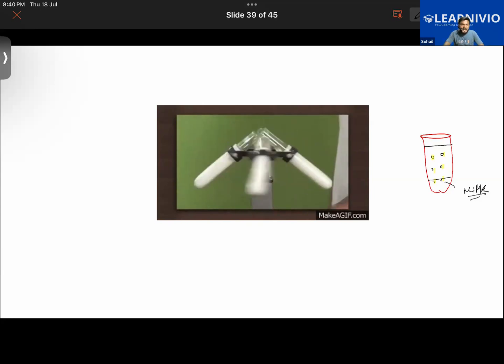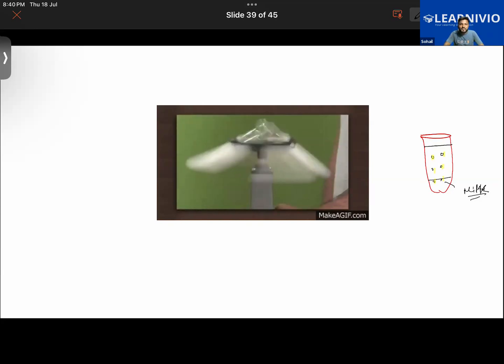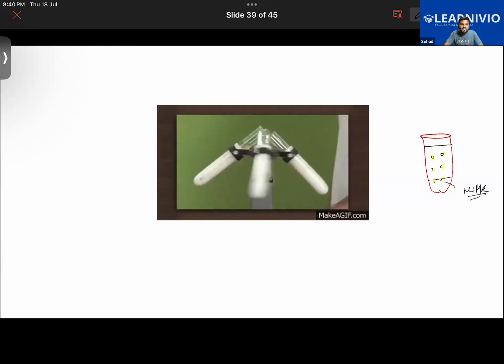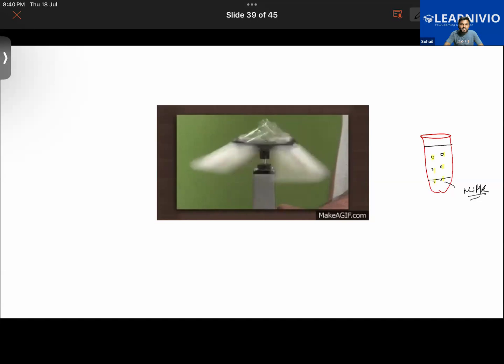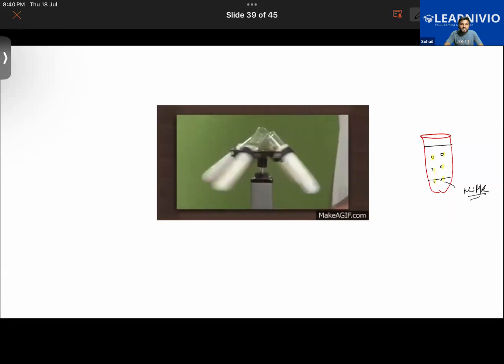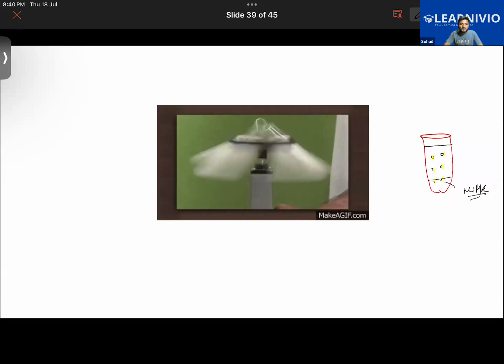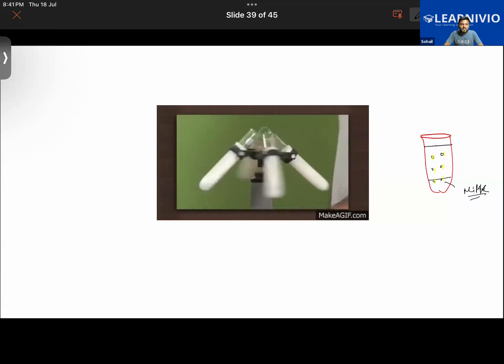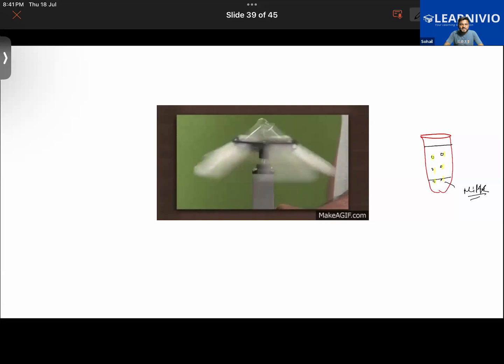Sir, yes. If they're using that to settle down the fat, we could have also used sedimentation, right?